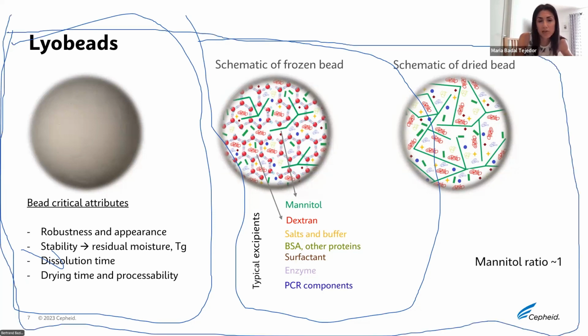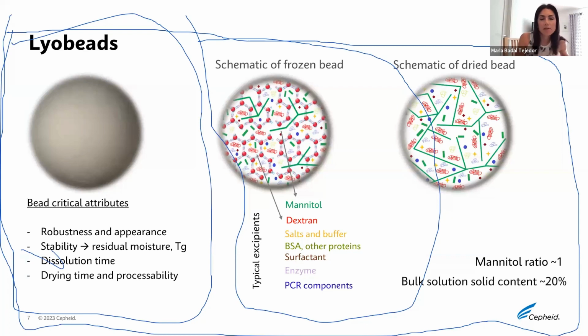For example, in the case of mannitol, it's important to consider that it needs to crystallize during drying. If it doesn't, it does not fulfill its scaffold function, but is actually detrimental to the system, as it can act as a plasticizer. So it's important to keep in mind that the mannitol ratio should be around 1.